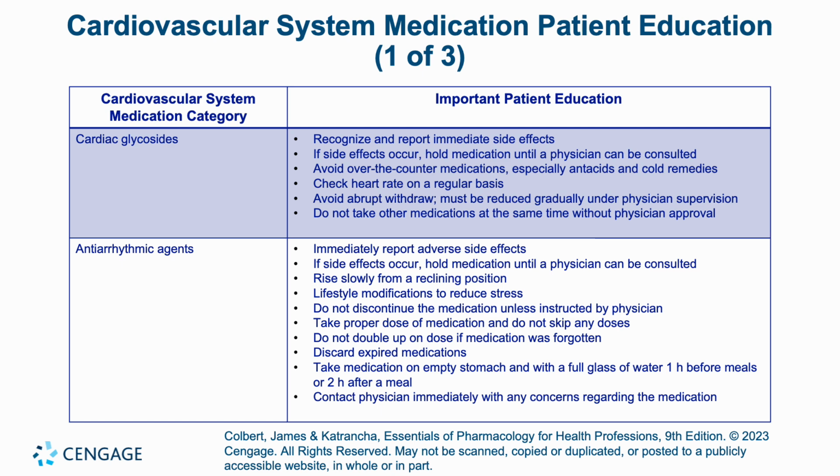Your antiarrhythmic agents, immediately report adverse side effects. If side effects occur, hold the medication until a physician can be consulted. Rise slowly from a reclining position. Again, that orthostatic hypotension, people can drop their blood pressure very quickly if they're changing positions. We want to encourage lifestyle modifications to reduce stress and hopefully reduce the chance of the dysrhythmia or the arrhythmia reoccurring.